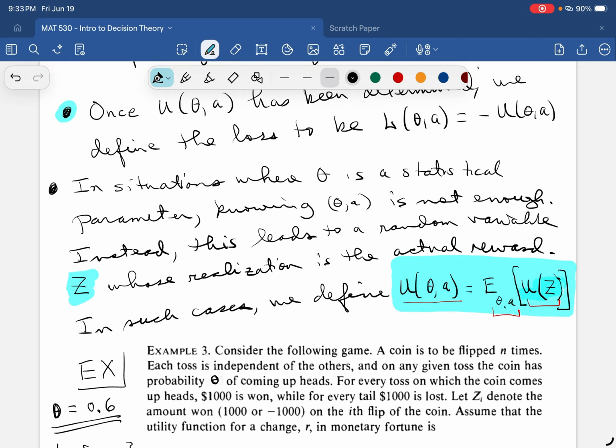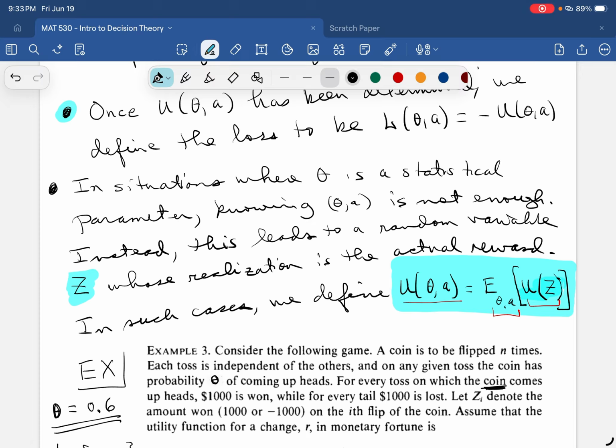Okay, so we know the state of nature here, which again, this is a statistical parameter because it tells us how likely it is for this coin to land on heads. So every time we flip this coin, it's going to have a probability of 0.6 of landing on heads and a probability of 0.4 of landing on tails. And again, if it lands on heads, $1,000 is won, while if it lands on tails, $1,000 is lost.